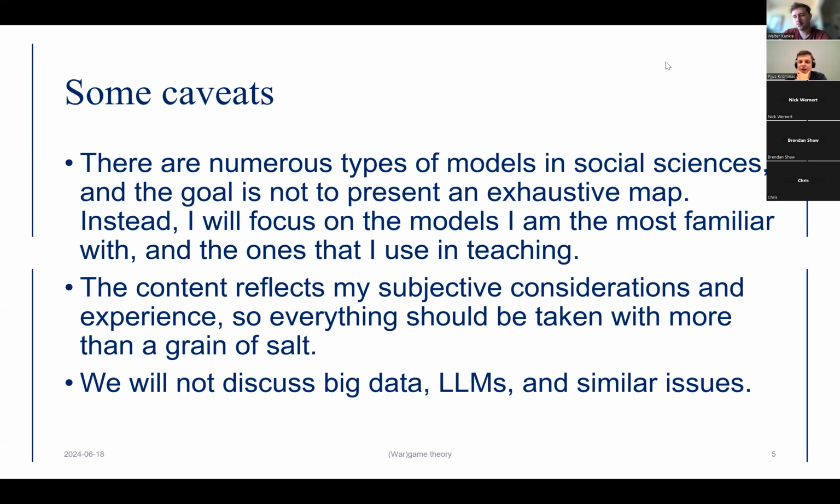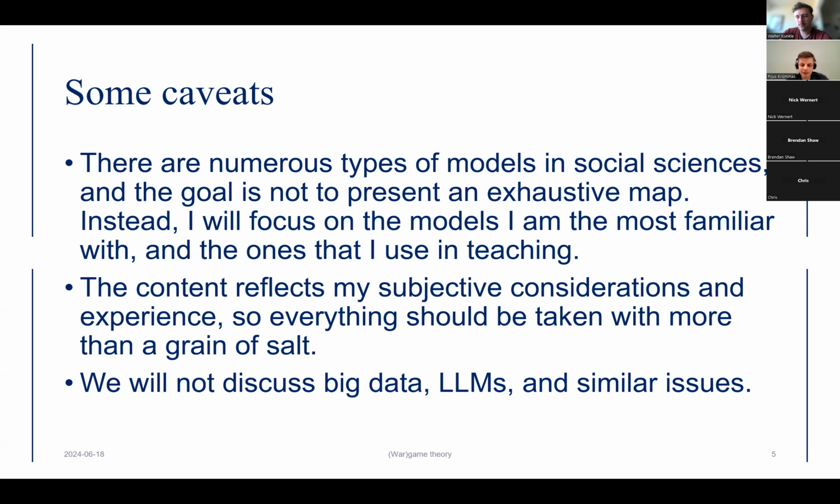First of all, there are definitely numerous types of models in social sciences, so I'm not planning to go over an exhaustive overview of how we can model our social reality. I will focus on the models that I'm the most familiar with, so I naturally can talk a bit better about them than the other models, the ones I use in research and in teaching.